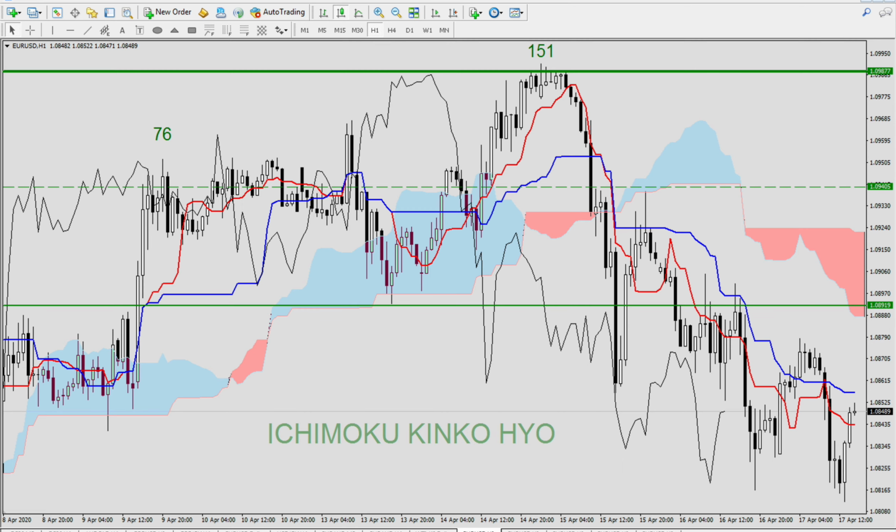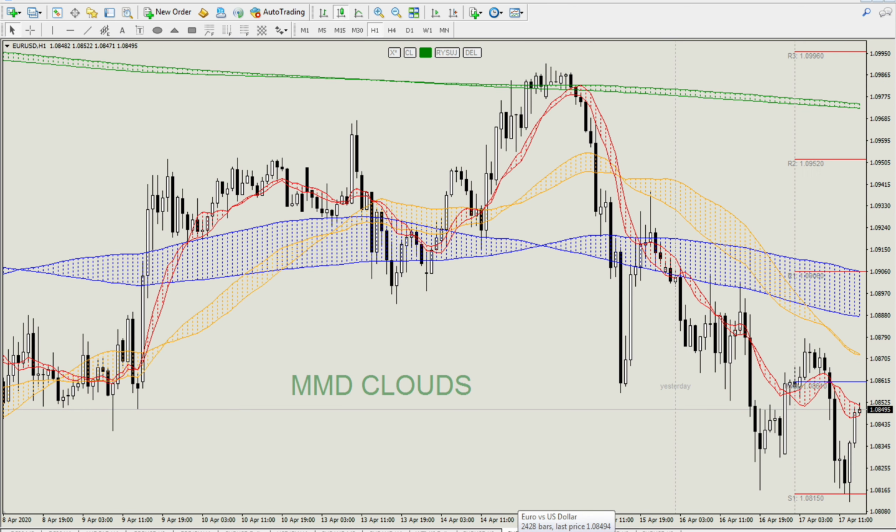Another strategy will be MMD Clouds. This is not really known among English-speaking people. It's from a Polish inventor, Mariusz, who came up with the strategy. It consists of a few clouds. So unlike Ichimoku, which has one cloud and 5 lines, this one has multiple clouds, and you can see the same scenario.